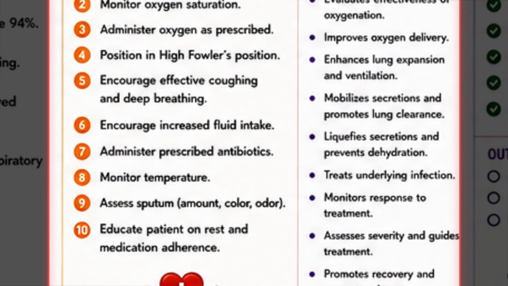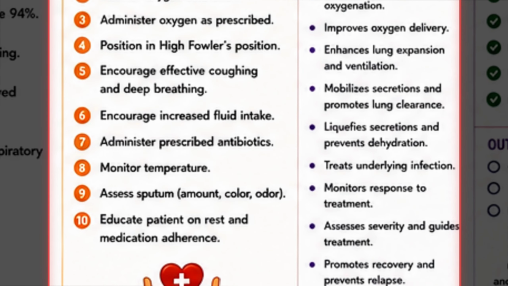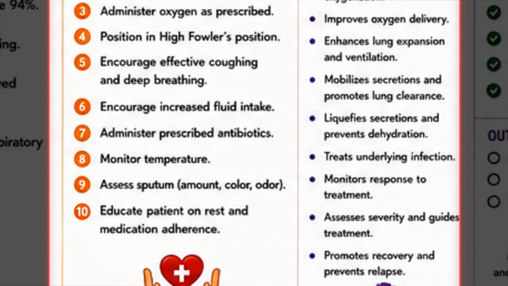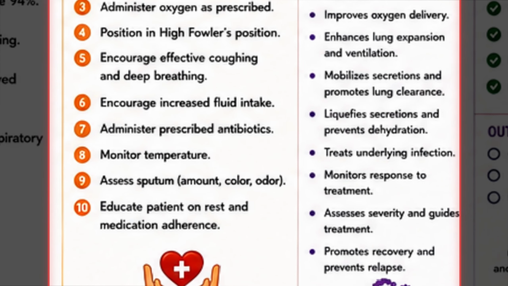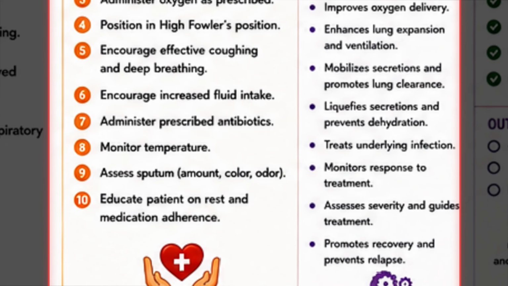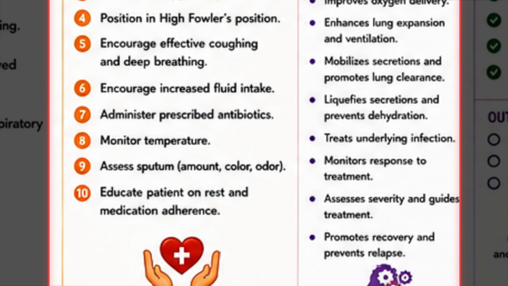Item 7. Administer prescribed IV or oral antibiotics. Rationale: directly targets and eradicates the underlying bacterial pathogen causing infection. Item 8. Monitor body temperature routinely. Rationale: evaluates pyrexic trends and systemic response to antimicrobial therapy.